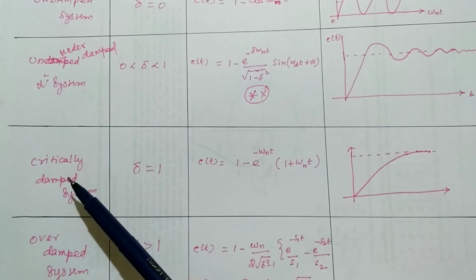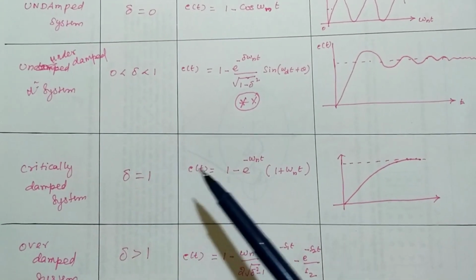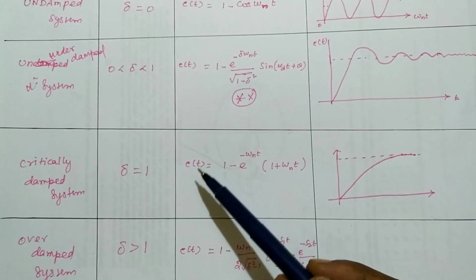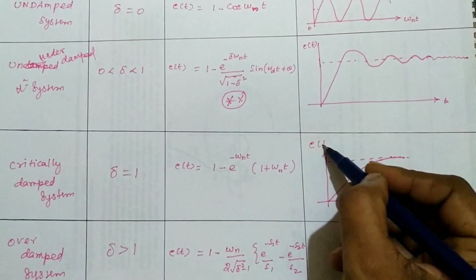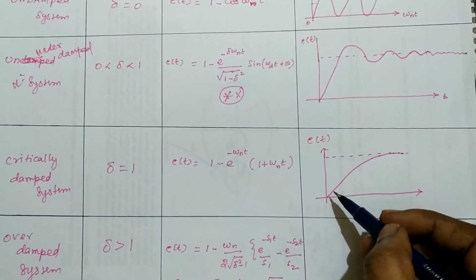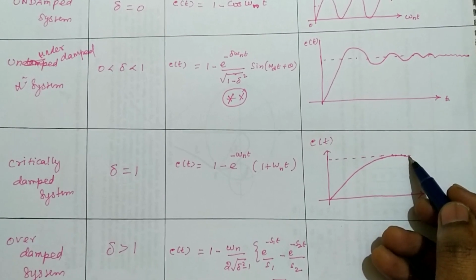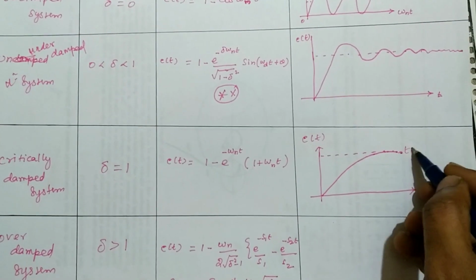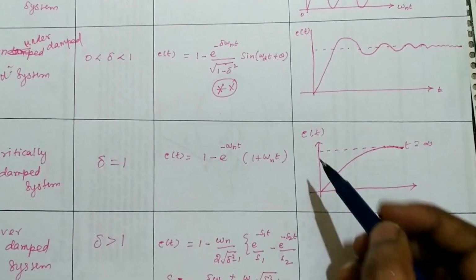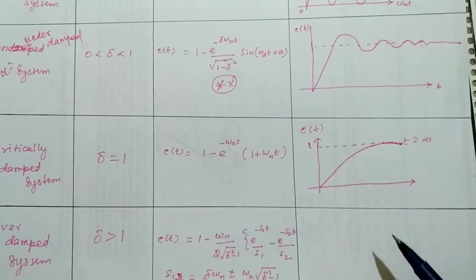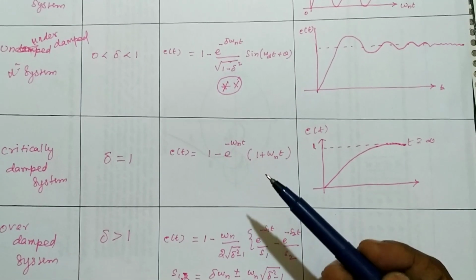Now the next one is the critically damped system, where the delta value is 1. So this is the formula for the output response. This is the corresponding output graph, and at time t equal to infinity, it reaches a steady state value of 1. So this is called a critically damped system.